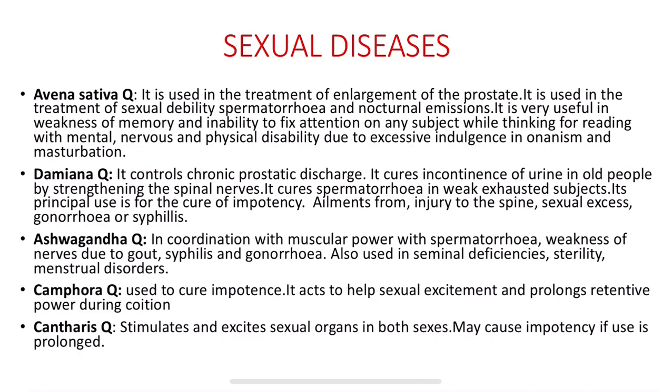Then we have ashwagandha. Ashwagandha is used in incoordination of muscle power, with spermatorrhea, weakness of nerves which are seen due to gout or syphilis or gonorrhea. It is used in seminal deficiencies, sterility, and menstrual disorders as well. We have camphora. Camphora mother tincture is used to cure impotency. It is used to help the sexual excitement in people and also prolongs the retentive power during coition.